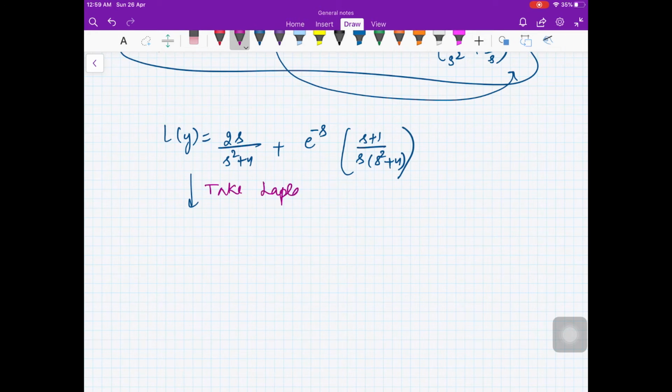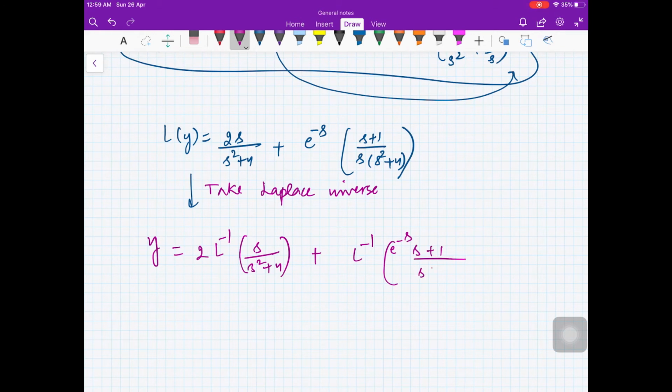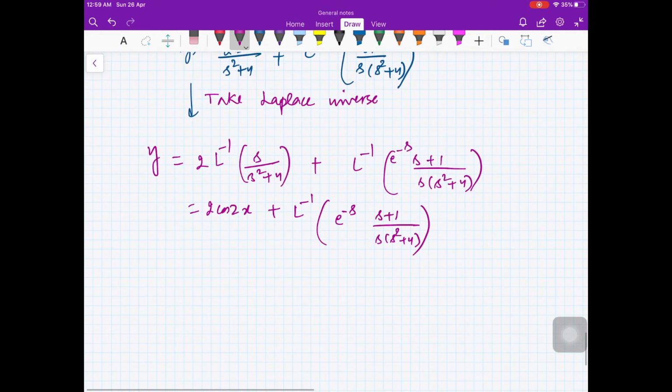Now we want to take the Laplace inverse. You see, so many calculations are involved. When you take the Laplace inverse, on the left hand side you will get y. On the right you will get 2 L inverse of s upon s square plus 4, and L inverse of e raised to minus s times (s plus 1) upon s into s square plus 4, right? So this first part is easy. This is 2 cos of 2x. Now here you will use the second shifting.